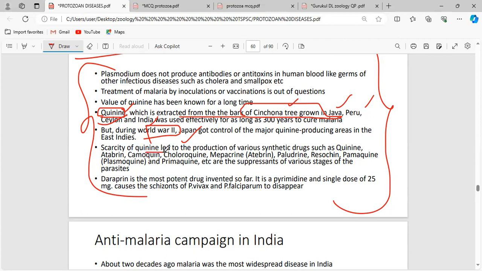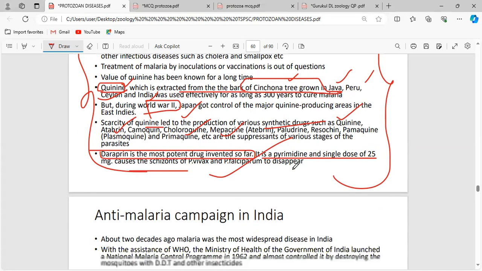The scarcity of quinine led to the production of other synthetic drugs like atabrine, camoquine, chloroquine, mebaquine, and so on. You have to read those names of drugs. The most potent drug is daraprim. It is a pyrimidine, and the single dose is 25 mg. You have to know this.